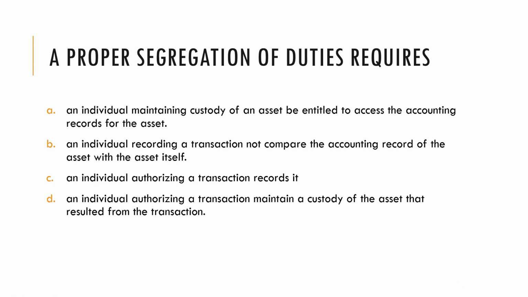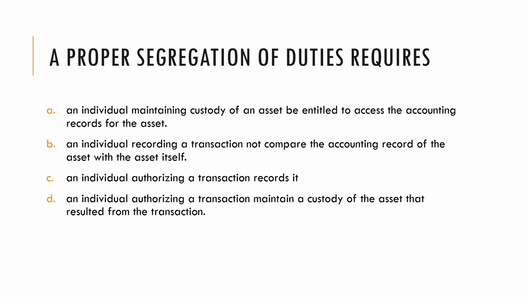Letter A, an individual maintaining custody of an asset be entitled to access the accounting records for the asset. But as we have mentioned, custody and record keeping should be separated, right? Letter B, an individual recording a transaction not compare the accounting record of the asset with the asset itself. Or letter C, an individual authorizing a transaction records it, thereby violating the tenet of segregating authorization and record keeping. Or letter D, an individual authorizing a transaction maintain custody of that asset. And like what we have pointed out, this is a no-no in terms of segregation of duties.